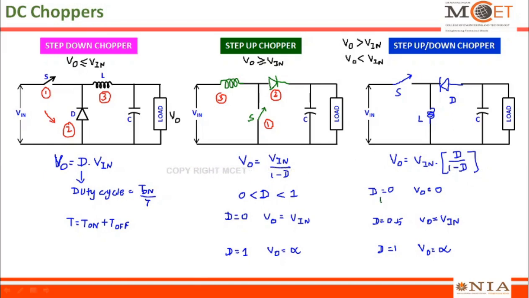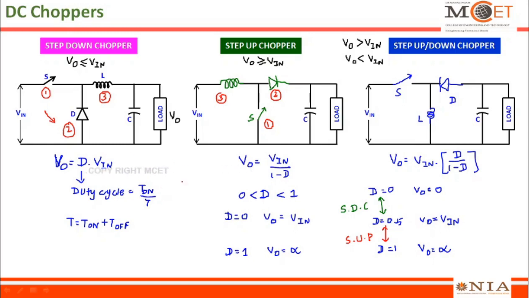If you look at, when the duty cycle is varied from 0 to 0.5, the load voltage will vary from 0 to V in, which means that it is now behaving as a step down chopper. When the duty cycle is varied from 0.5 to 1, the output voltage is varied from V in to infinity. So now this is behaving as a step up chopper. So by properly varying the duty cycle, it is possible for me to get a voltage ranging from 0 to infinity in the case of step up down chopper.